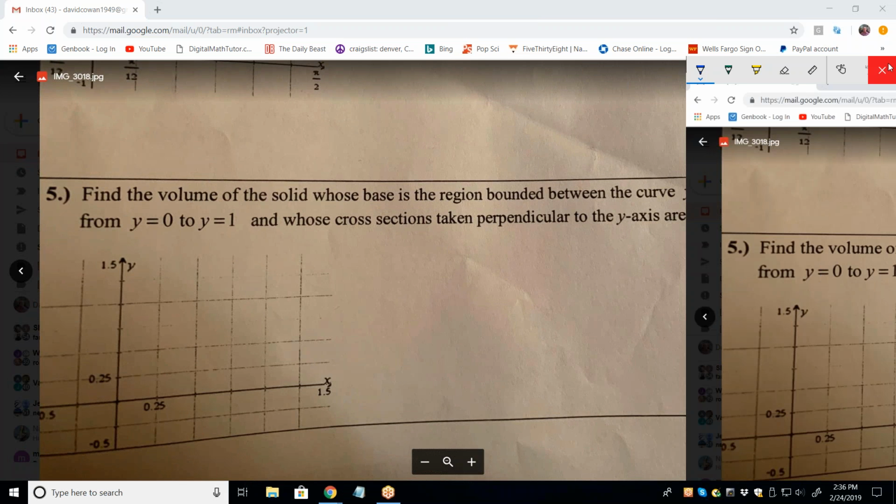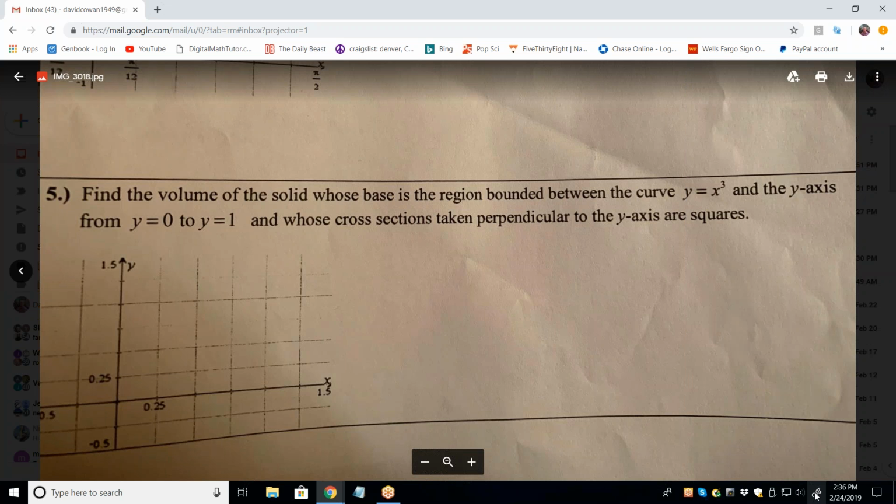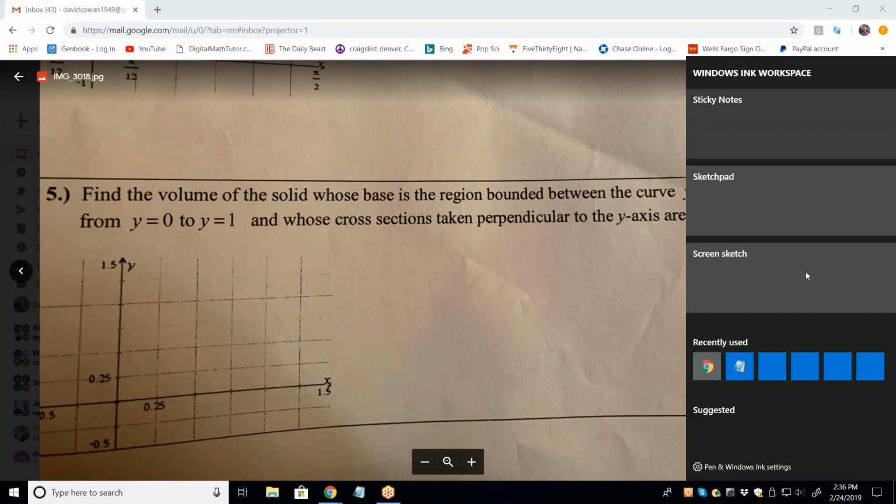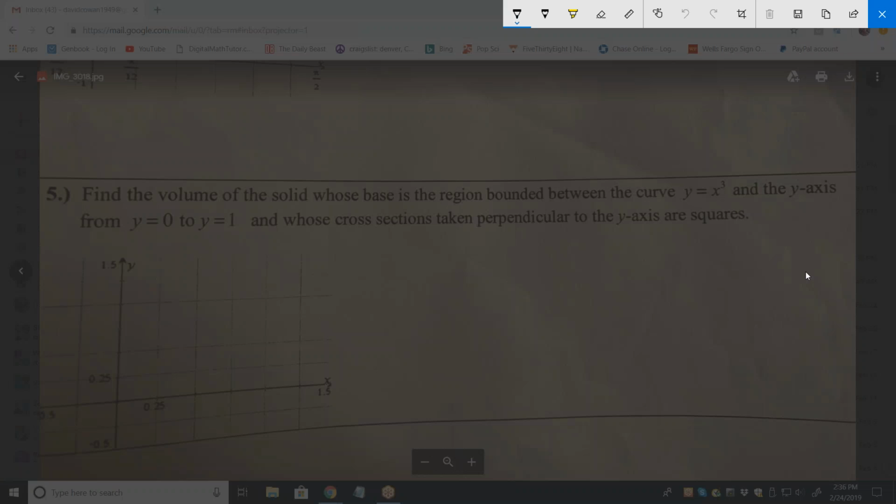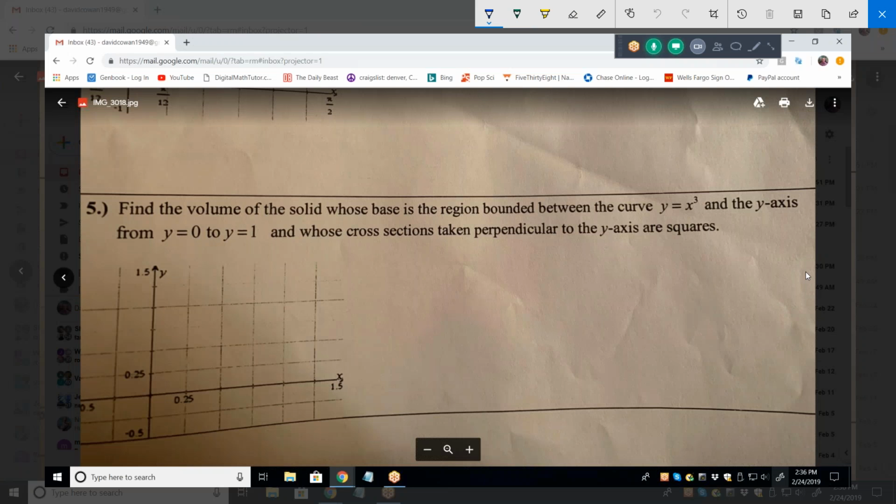Hold on a second. Sometimes this thing really acts up. There we go. Okay, so we've got y equal x cubed. Well, we know what that looks like. That looks something like this. Right? And they want to go from y equals 0 to y equals 1.